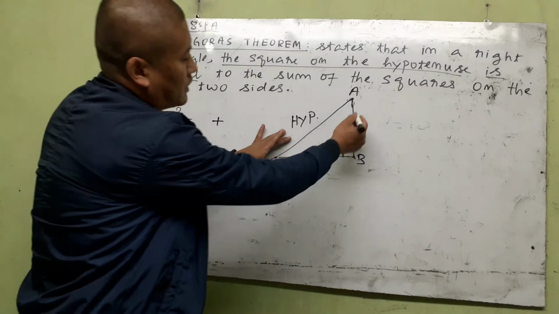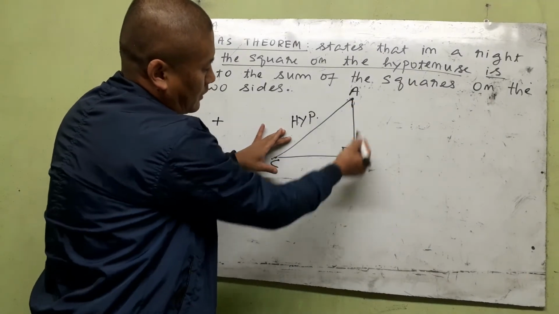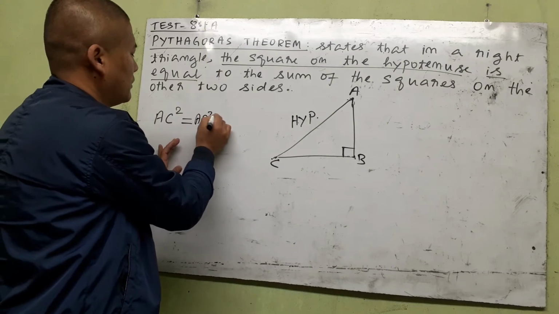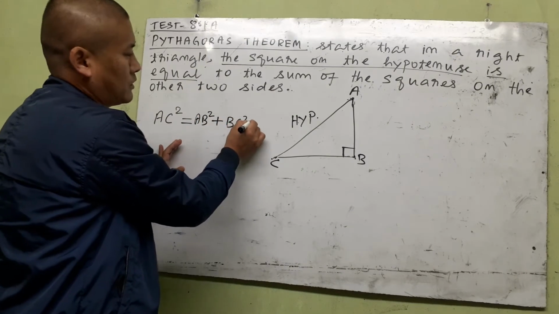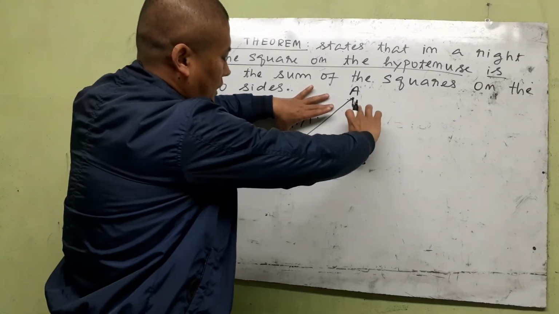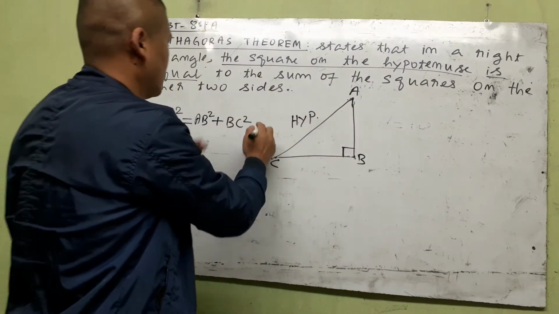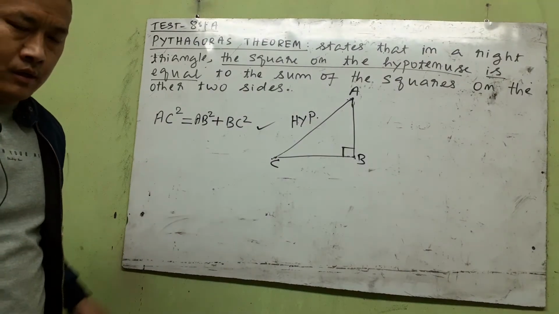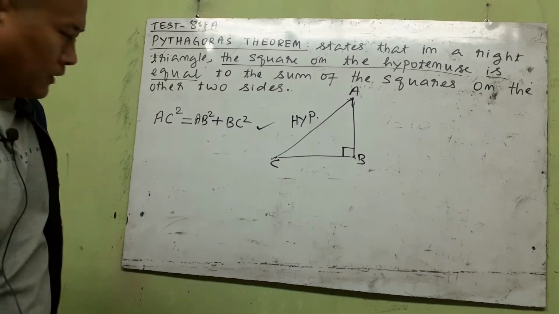The remaining two sides are AB or BA, and BC or CB. So we write here AB square plus BC square. The square on the hypotenuse is equal to the sum of the squares of the remaining two sides, means AB square plus BC square. So this is called Pythagoras theorem. Okay, so you have completed writing.